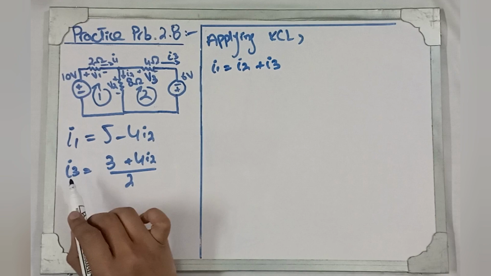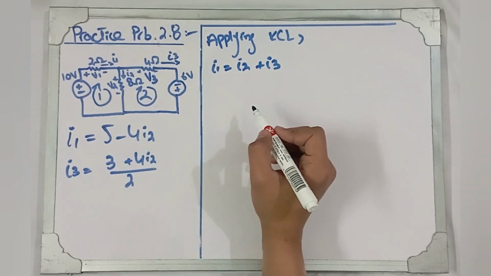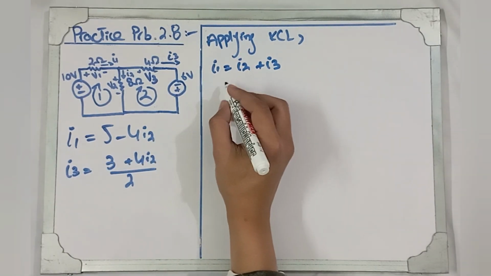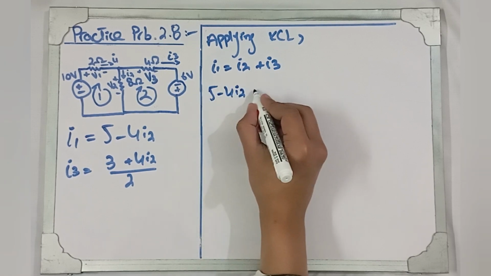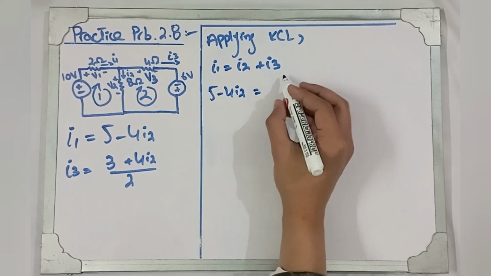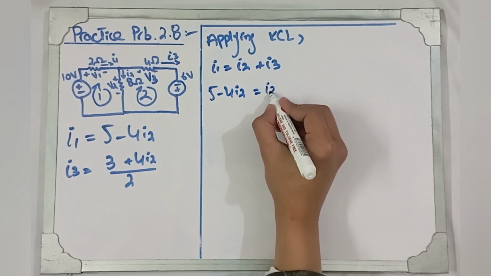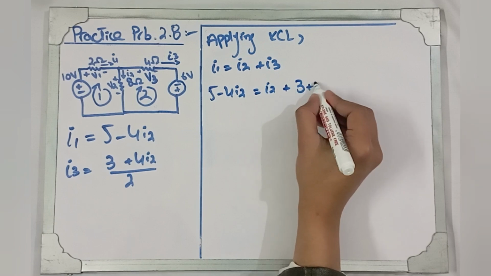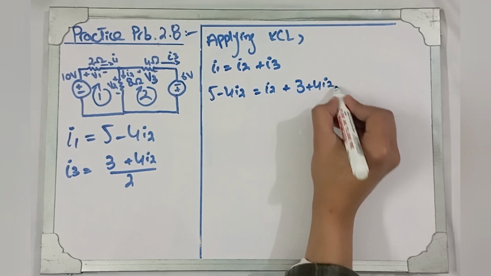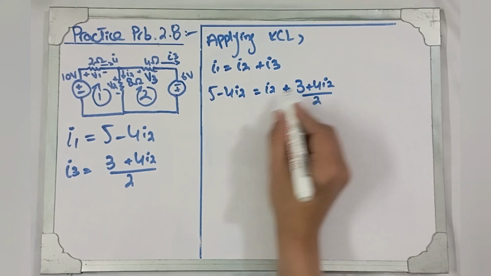So it will become 5 minus 4I2 equal to I2 plus 3 plus 4I2 divided by 2. Now taking I2 on the other side of the equation, it will become 5 minus 5I2.